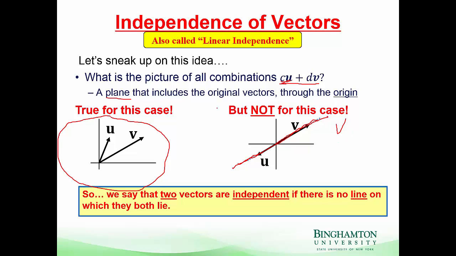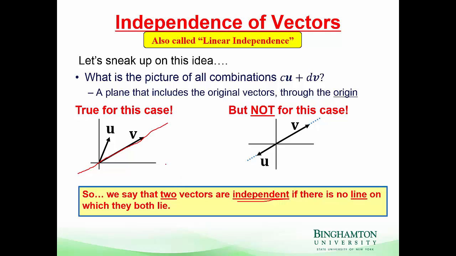So that leads us to defining this idea of linear independence. So we say that 2 vectors are independent if there is no line on which they both lie. So that is the case over here. There's no line on which they both lie. And by that we mean a line through the origin.